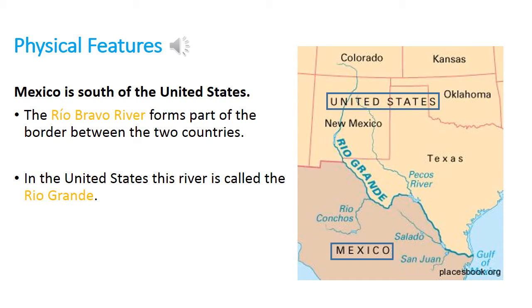Mexico shares a long border with the United States. Forming part of this border is one of Mexico's few major rivers, the Rio Bravo. In the United States, this river is called the Rio Grande. At other places along the US-Mexico border, it is possible to tell where one country ends and the other country begins.